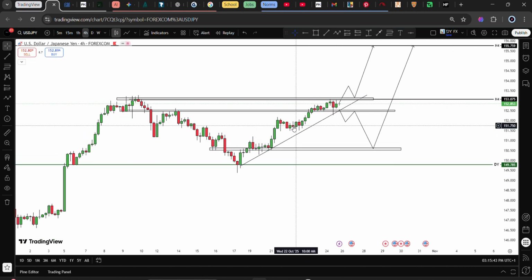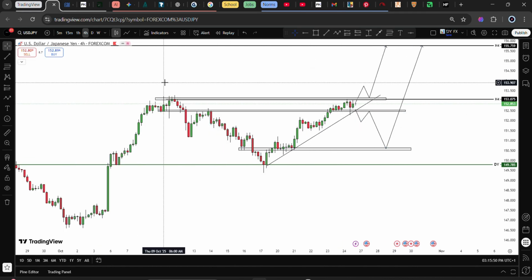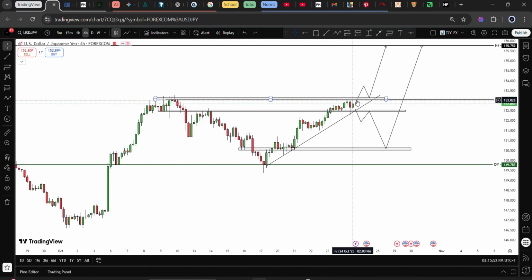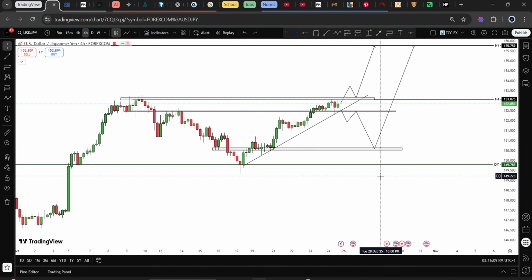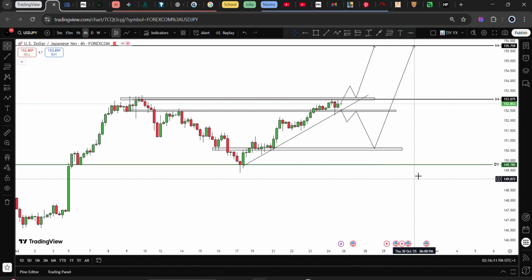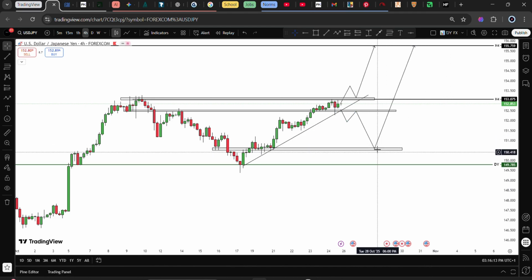Or if this resistance holds on the 4 hours time frame, we sell resistance and then we buy support. So if this resistance level should hold here and the market pulls down away from it, I'll be looking for the market to break below this mini trend line here, come back for a retest, and then I'll be looking to sell to this zone, which is at the 150.500 psychological level, and then buy the market back up.